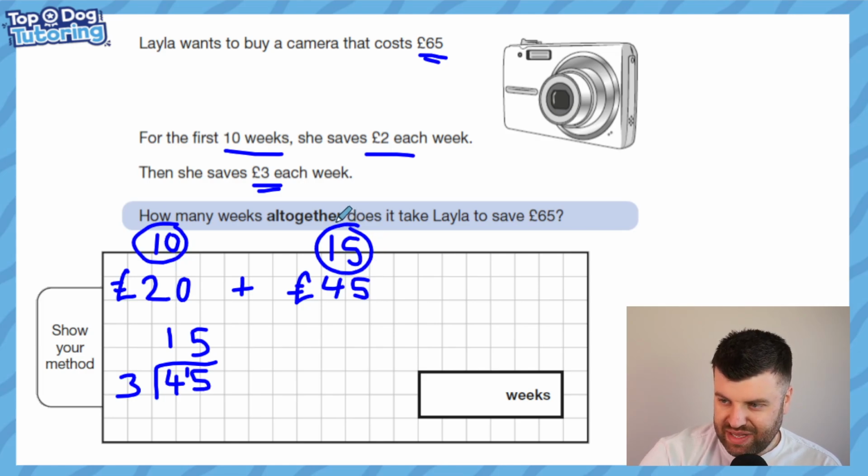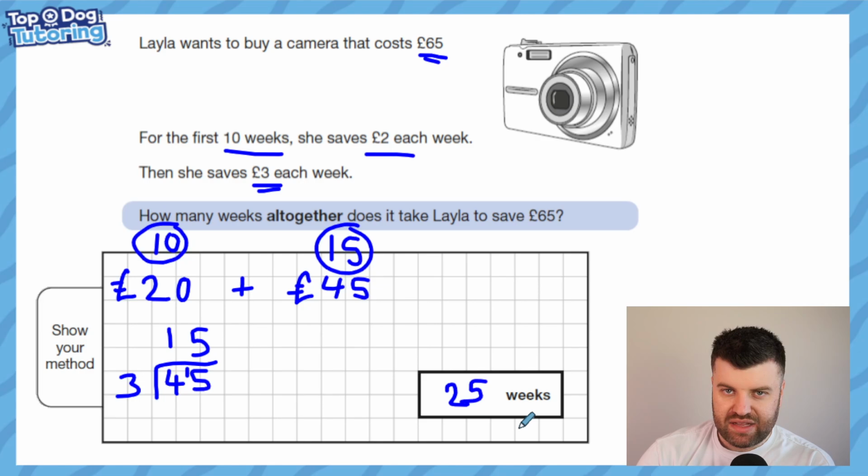If we add up those weeks now, it takes her 10 weeks to save £20, 15 weeks to save £45 at the new rate of £3 a week. That's going to take her in total 25 weeks. Completely different way of working out this question.